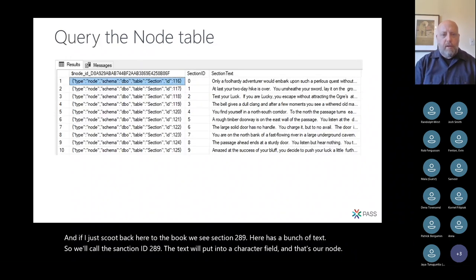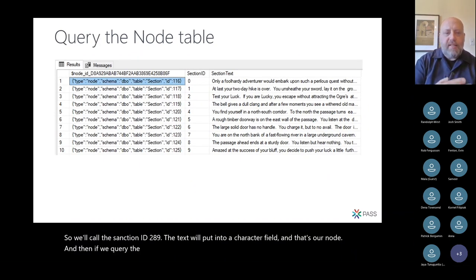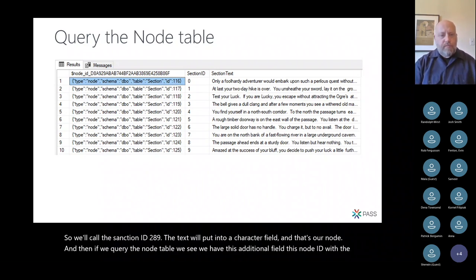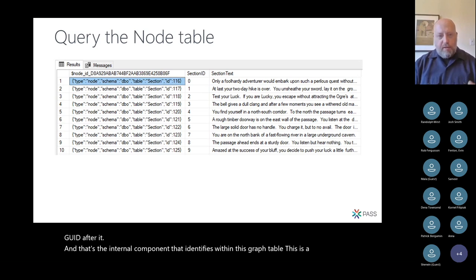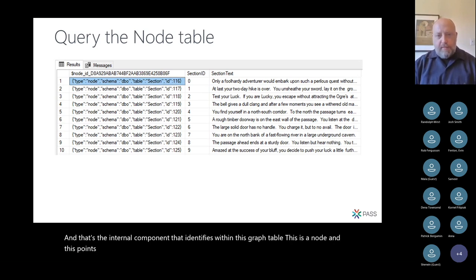Then if we query the node table, we see we have this additional field, this node ID with a GUID after it. And that's the internal component that identifies within this graph table that this is a node, and this points to the section table.